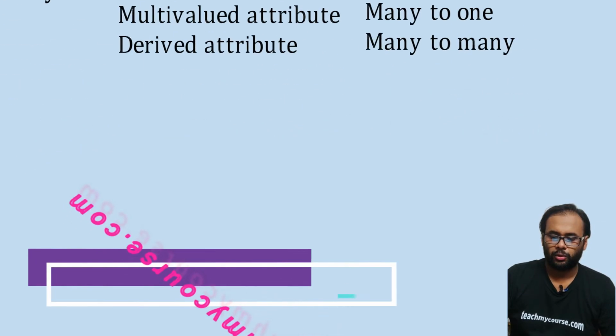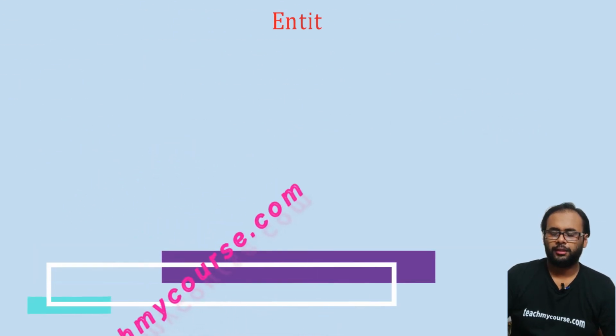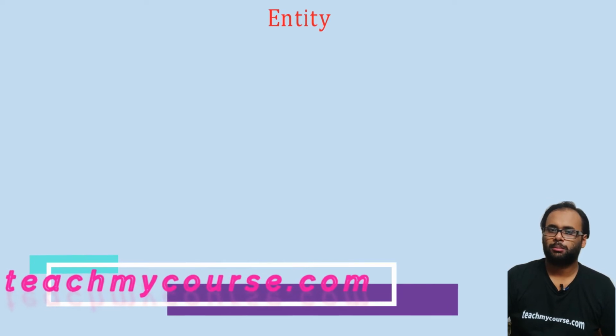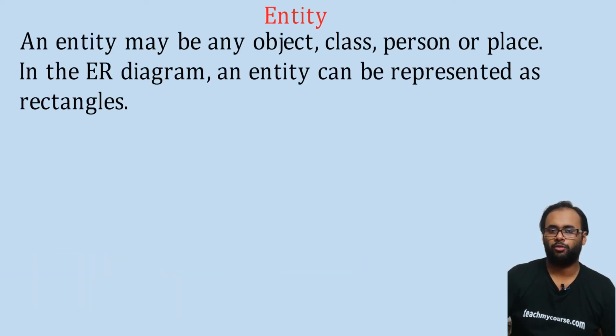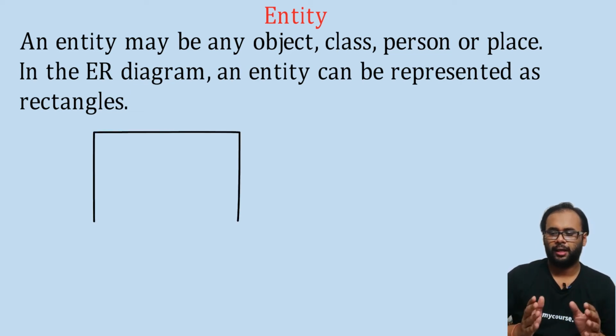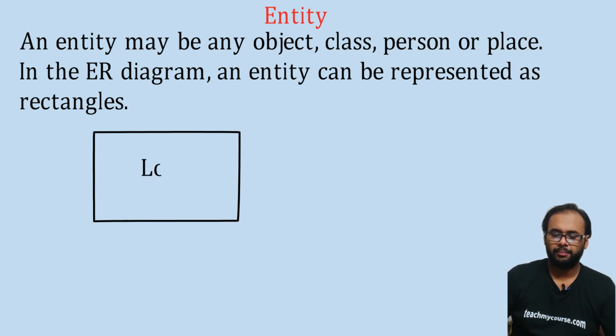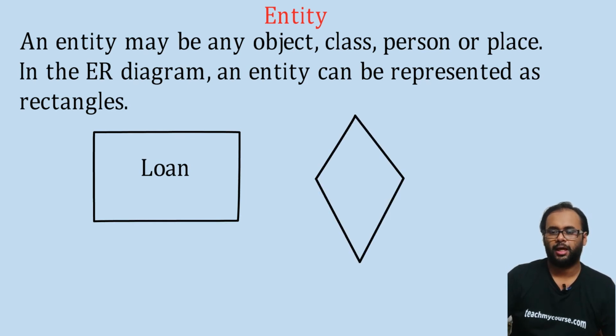Okay. So now what is entity? In this video we will mainly discuss entity and attributes, and relationships will be discussed in the second part of this video. So what is entity? An entity may be any object, class, person or place. In the ER diagram, an entity can be represented as a rectangle. So using rectangles, we represent an entity, which is basically an object, class, person or place.